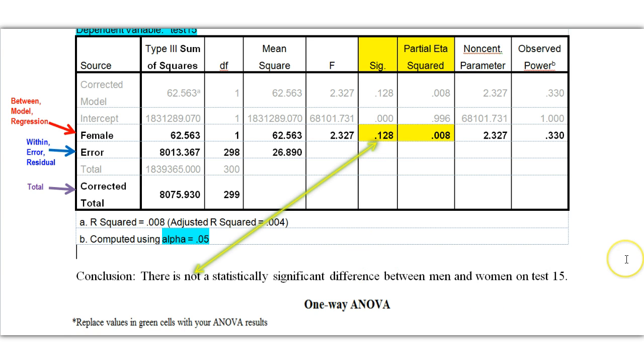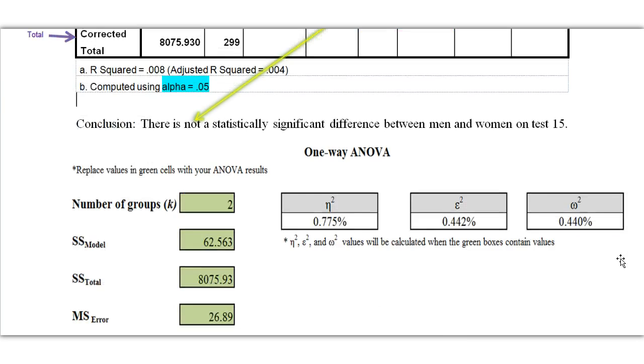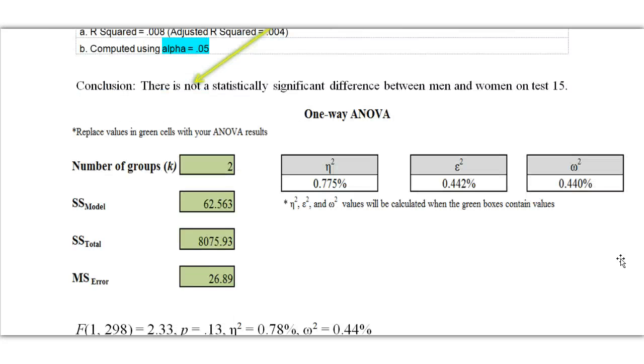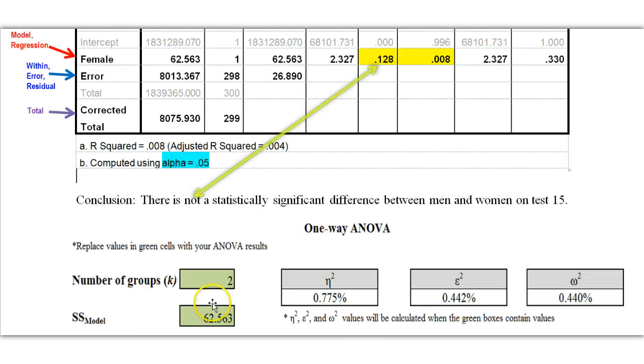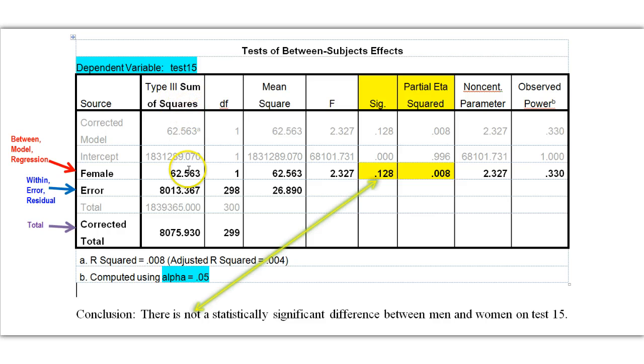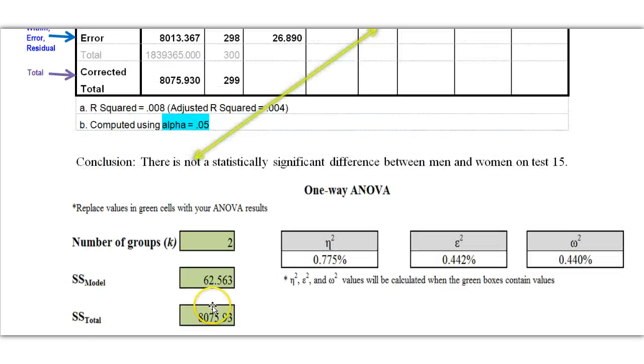But remember, we always need estimates of practical significance as well. And so you use the Anova effect size spreadsheet that's available on my website. On there, you just have to put in the values that are in green, and you'll notice that I did that here. You have two groups, because gender has two groups. The SS model, the sum of squares model, is 62563. Then the sum of squares total is 807593.